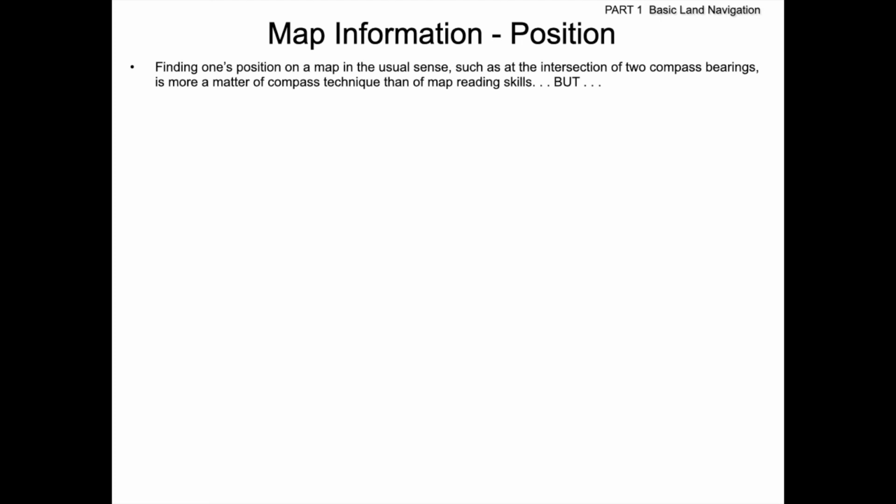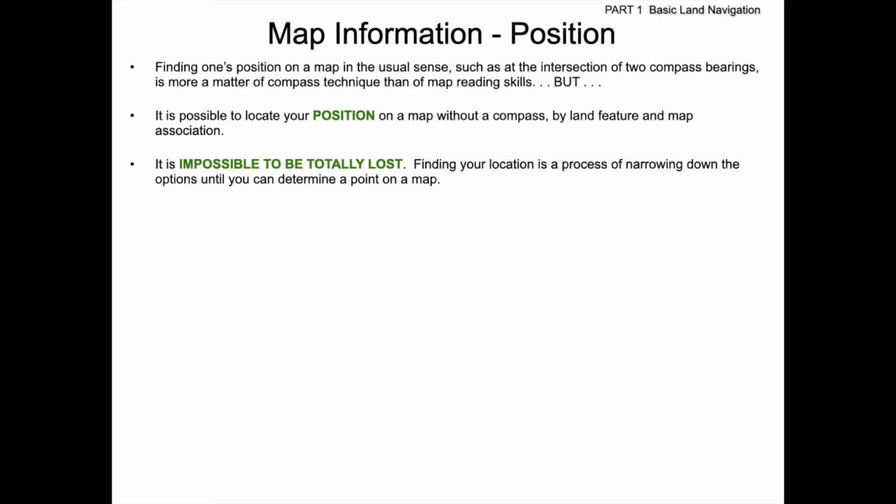Alright, map information position. Finding one's position on a map in the usual sense, such as the intersection of 2 compass bearings, is more a matter of compass technique than of map reading skills. But it is possible to locate your position on a map without a compass by land features and map association. It is impossible to be totally lost. Finding your location is a process of narrowing down the options until you can determine a point on a map. I'll caveat that with, you can totally get lost if you lose your map and your compass.